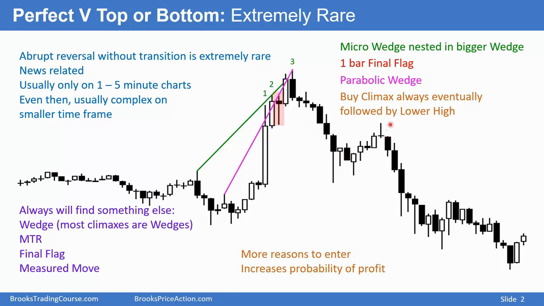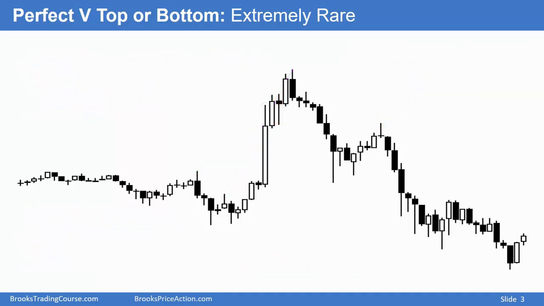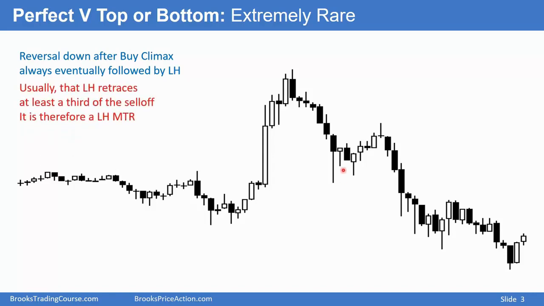But eventually there's always going to be a lower high. If that lower high retraces a third or more of the initial leg down, then that lower high is a lower high major trend reversal. Again, if you have a reversal down after a buy climax and then a pullback to a lower high, and that lower high retraces at least a third of the sell-off, I would call this a lower high major trend reversal.